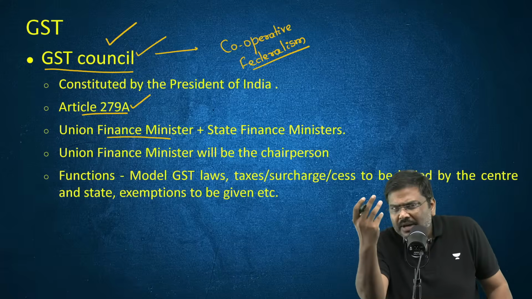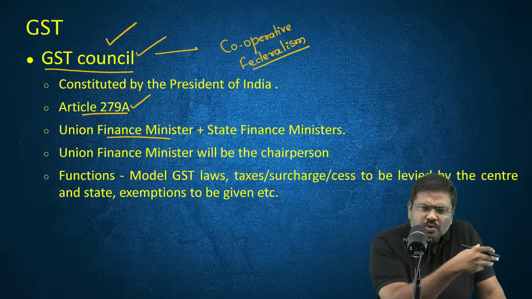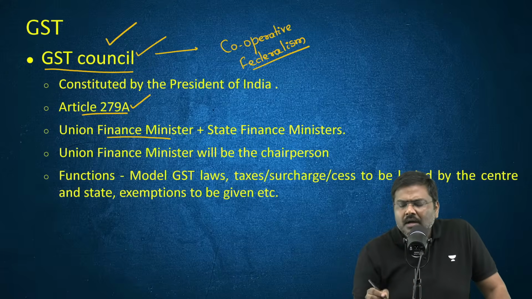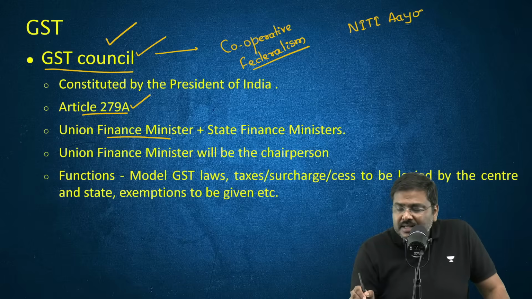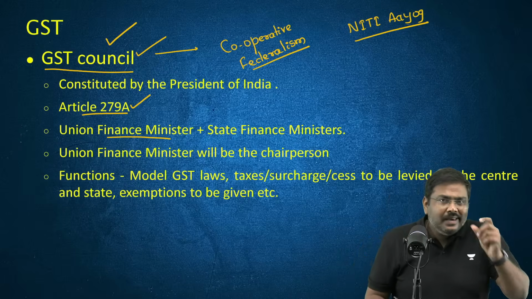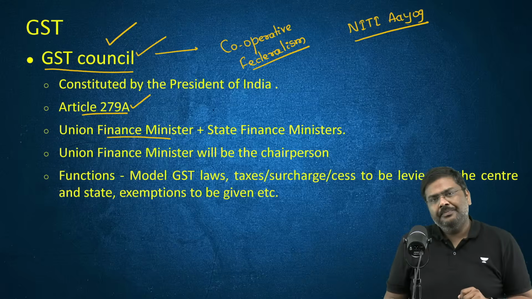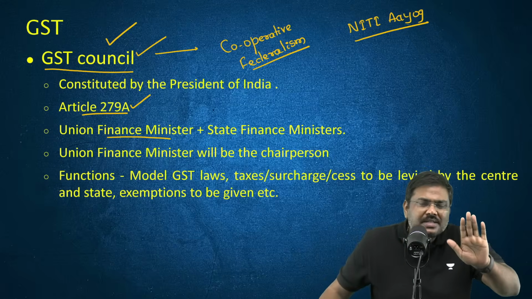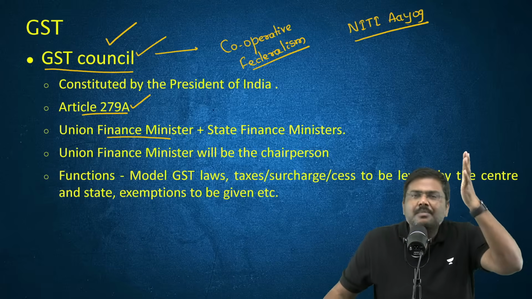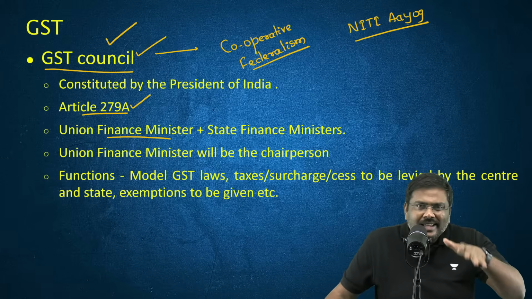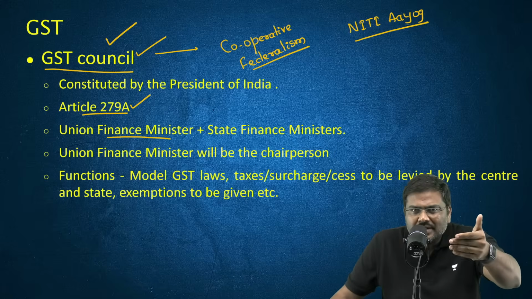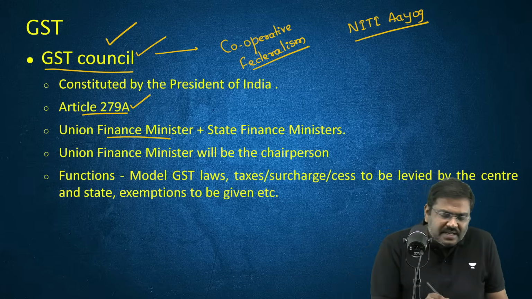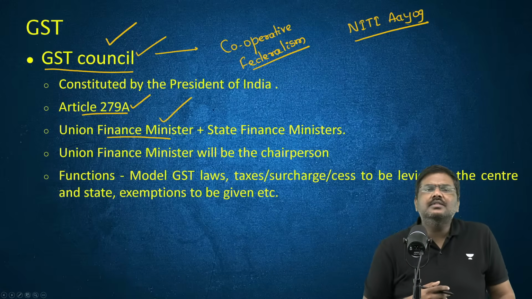Another example that you can write, just in case you want to write about cooperative federalism, is Niti Aayog. Another example of cooperative federalism in India is Niti Aayog. In Niti Aayog, there's a governing council. Earlier, there was no representation of the states in the Planning Commission. But under the Niti Aayog, which has replaced the Planning Commission, there is a representation of the states. Right? So, this is a prime example of cooperative federalism in India.